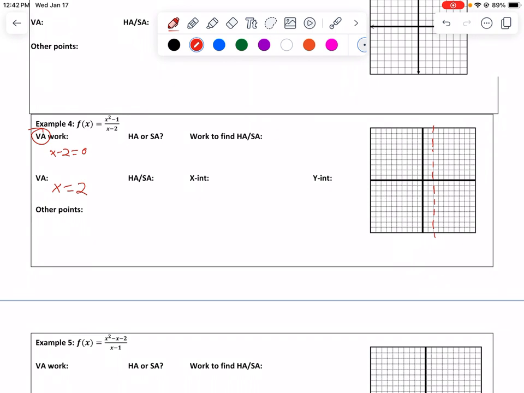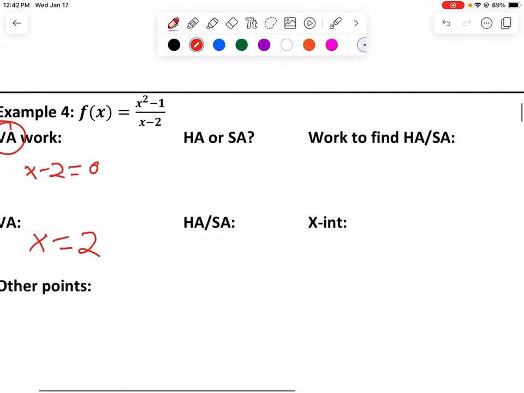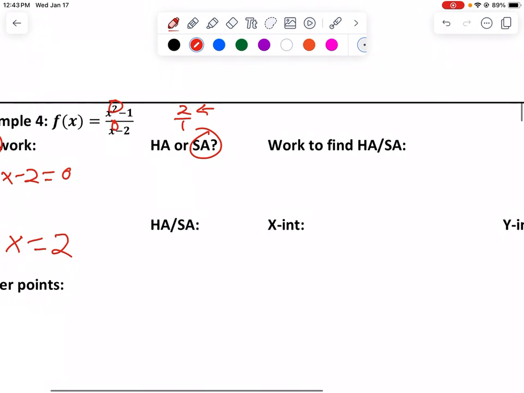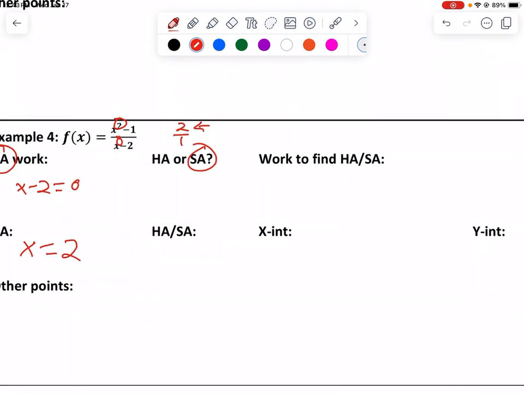And then to figure out horizontal or slanted, we're going to take our leading coefficient, or our largest degree, so 2 over 1. And in this one, our numerator is the bigger number. So it's going to be slant. So when the numerator is bigger, it's a slant. When our denominator is bigger or it's equal, like 2 over 2 or 1 over 1, it's horizontal.